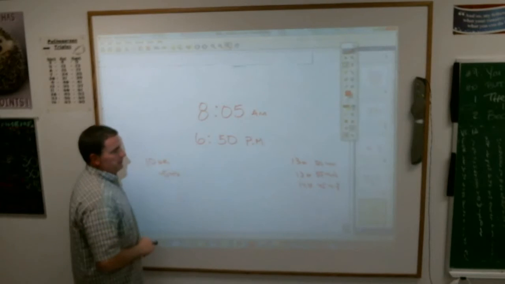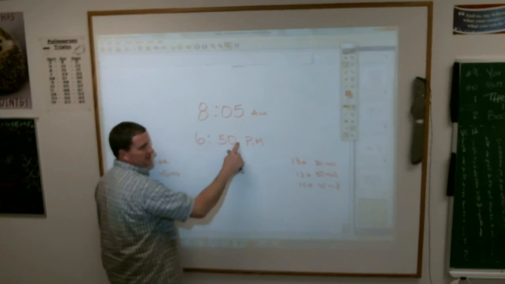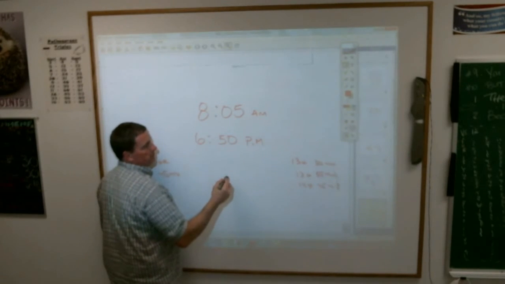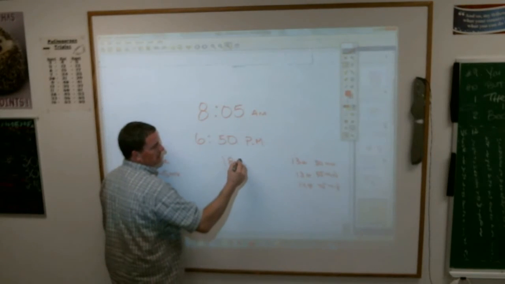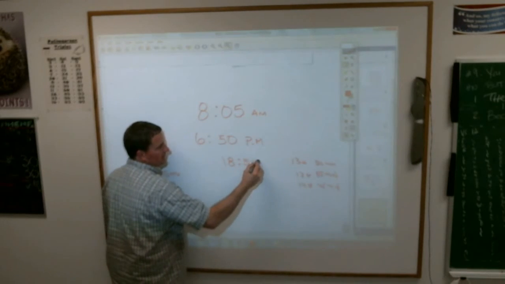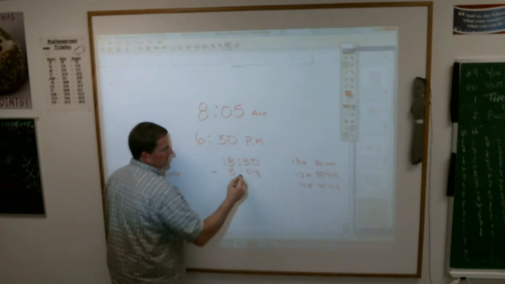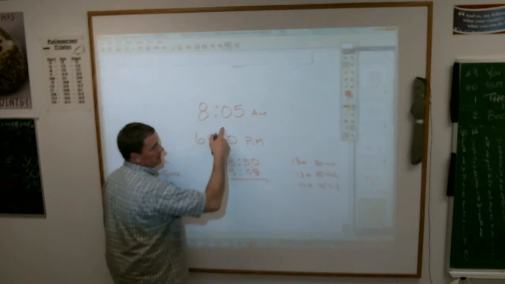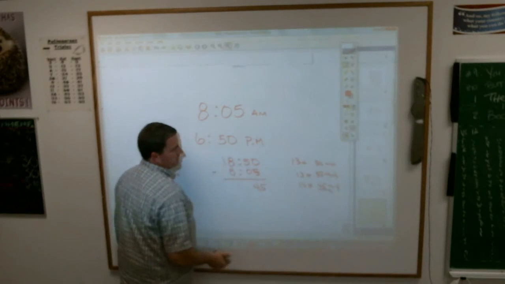All right, let's take a look here. Let's do it militarily first. Remember, militarily takes the PM number and adds 12 to it because this 6:50 PM would be 18, 12 and 6 is 18, 50, 1850. And I'm subtracting 8:05 from that. Well, if I take 50 minutes and I subtract 5 minutes from it, I do get 45 minutes, so we know 45 is going to be the end.